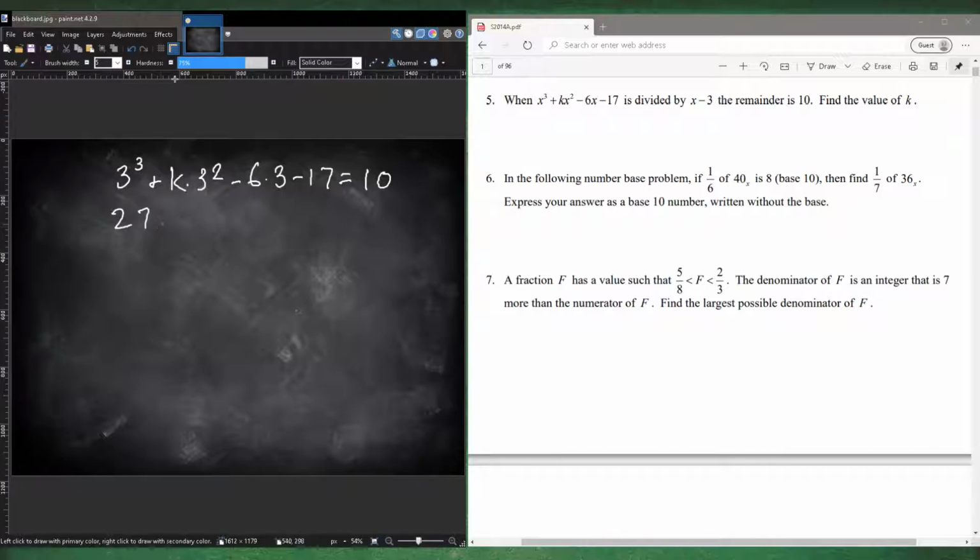So that's 27 plus 9k minus 18 minus 17, that equals 10. So subtracting these, that's negative 8 plus 9k equals 10. So 10 plus 8 equals 18, divided by 9 equals 2. So k equals 2.